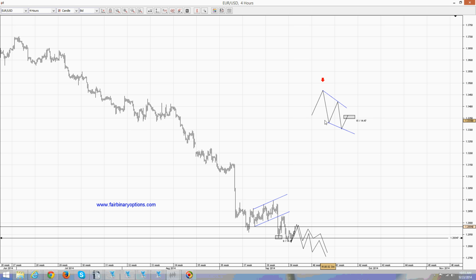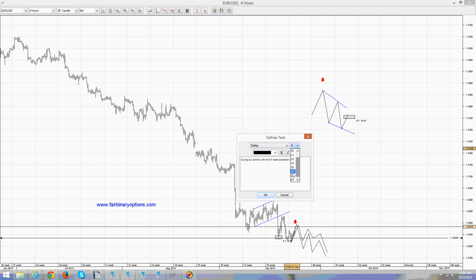need a new leg lower that should go and break the previous lows. But the previous lows are in the 1.2816 or 1.2820 area. They were established yesterday, and therefore I would say that the market still has the potential to go into that area. So let's write here on the screen that I'm interested in buying put options with end of week expiration date, as we need to give the triangle the time to consolidate.